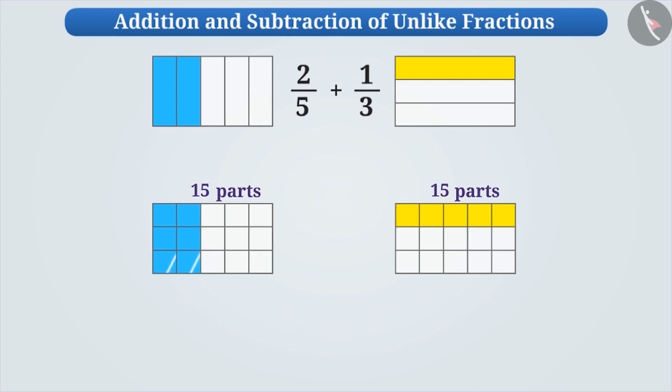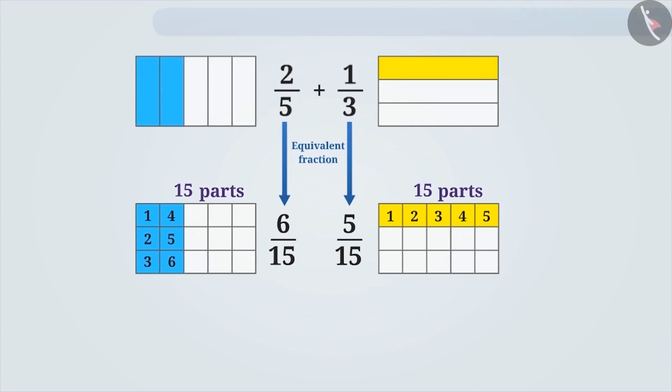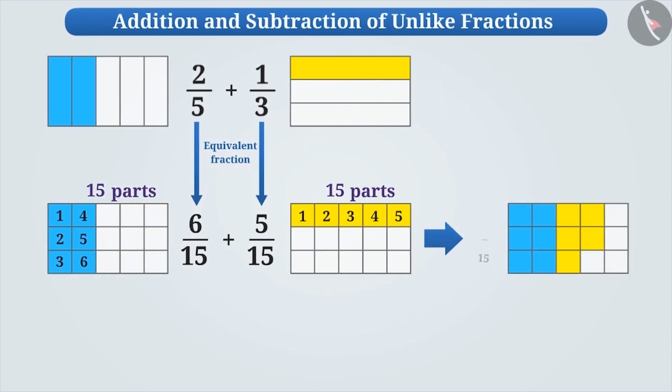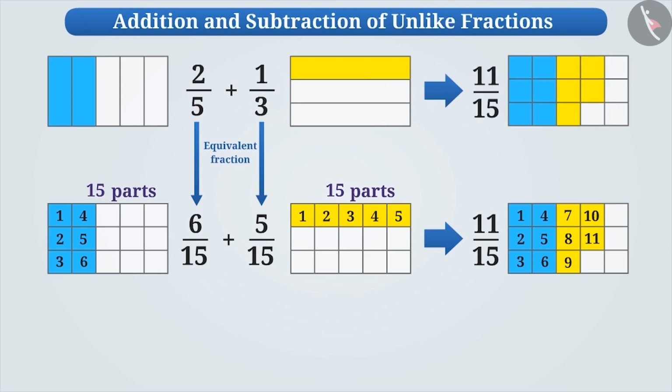Since here 6 out of 15 parts are shaded, the fraction will be 6/15. Similarly, here 5 out of 15 parts are shaded. Therefore, the fraction will be 5/15. Thus, the equivalent fraction of 2/5 is 6/15 and the equivalent fraction of 1/3 is 5/15. Now, the total number of shaded parts in both the rectangles is 11 out of 15. Therefore, we can say that 2/5 parts and 1/3 parts of a chocolate make 11/15 parts of a chocolate.